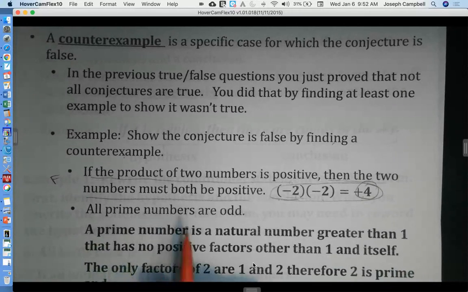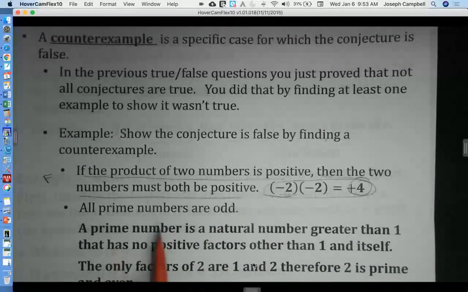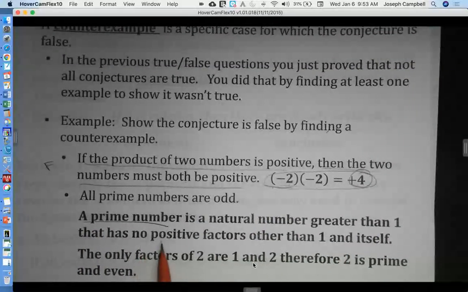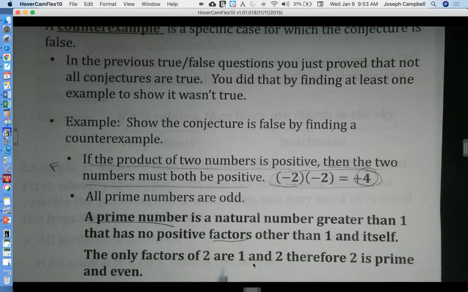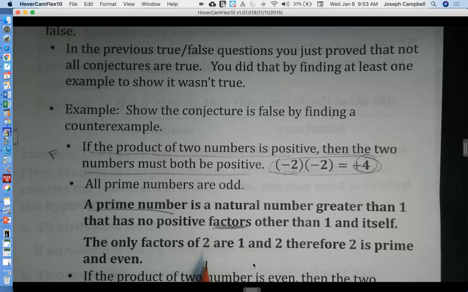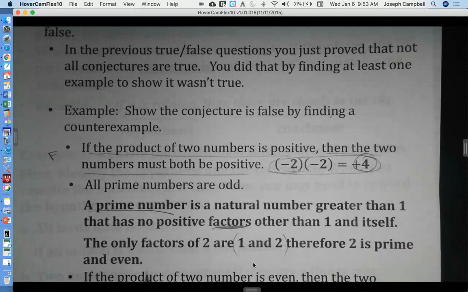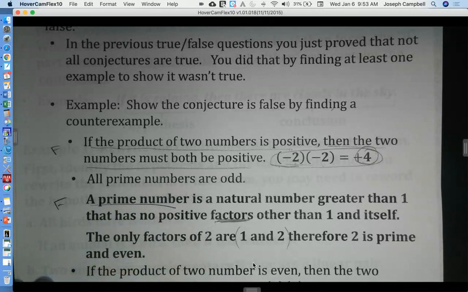All prime numbers are odd. Well, actually, this is where I was confused earlier. A prime number is a natural number greater than 1 that has no positive factors other than 1 and itself. A factor is something which is divisible by, right? The only factors of 2 are 1 and 2, and therefore 2 is actually prime and even. And it's the only number that I'm aware of which is both prime and even, one of those exceptional cases. So again, one counterexample, that's false.